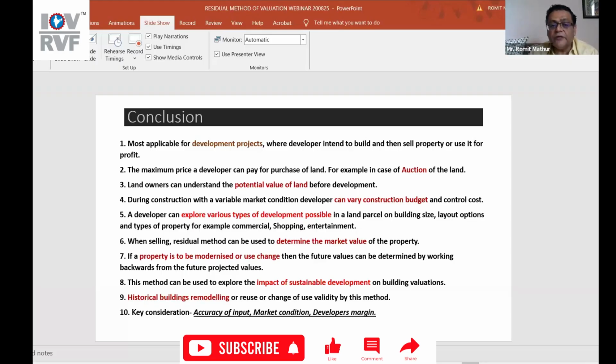Historical buildings remodeling or reuse or change of use can be validated by this method. Now, key considerations: accuracy of input, market condition, developer's margin. So this is the conclusion.